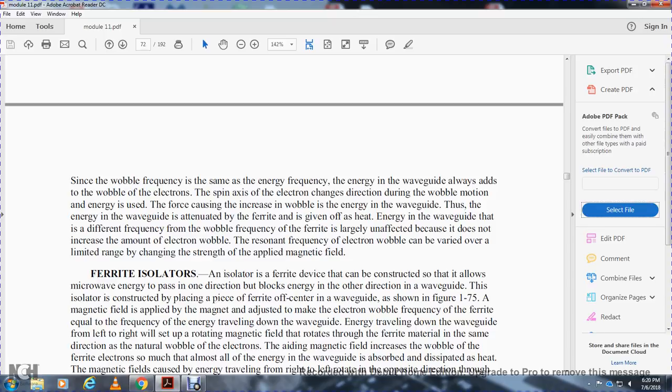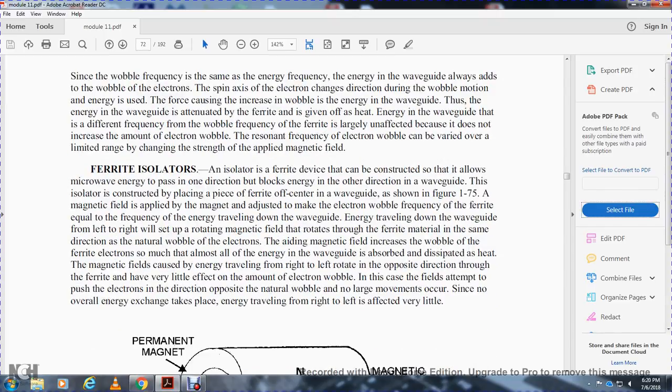The resonant frequency of the electron wobble can be varied over an unlimited range by changing the strength of the electron magnetic field.